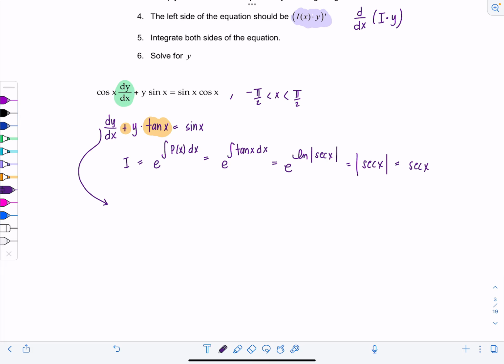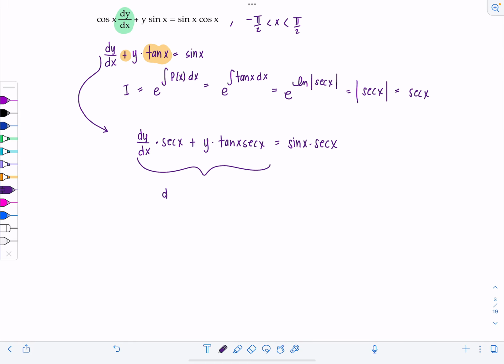Okay, so then now here we have dy dx times integrating factor plus y times tan x secant x. Everybody gets multiplied by the integrating factor, okay? Times sine x times secant x. Now, the left-hand side, as long as you did everything properly, will always be the derivative with respect to, in this case, x, the independent variable, of I times y. So secant x times y. Let's check. Is that true?